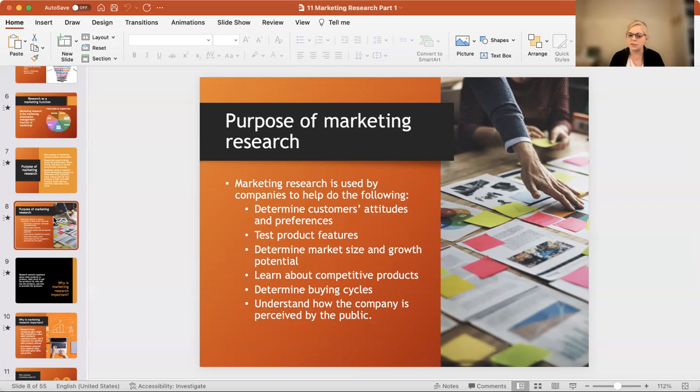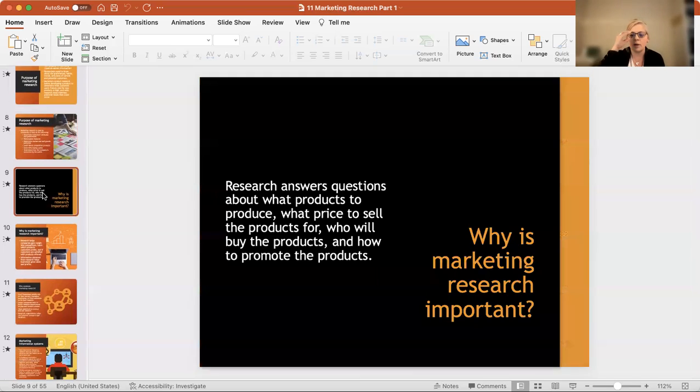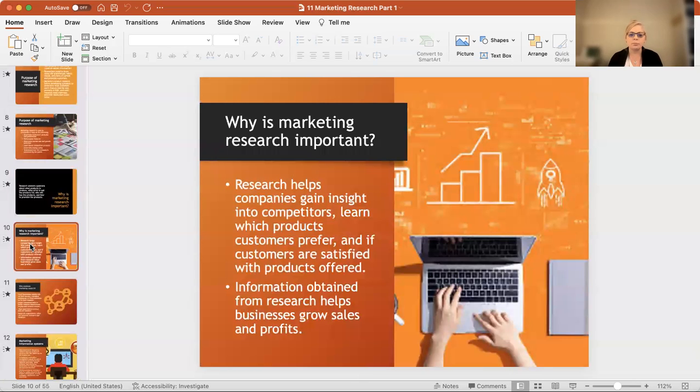Of course, other things that we might use marketing research for is determining our market size. How big is something if we're going to be able to grow, is it worth it? Competitive products, of course, and understanding how our company is overall being perceived by the public at large. Why is it important? Well, it answers these questions as to what products to produce, what price to sell them at, who's going to buy those products, and how to promote those products as well.